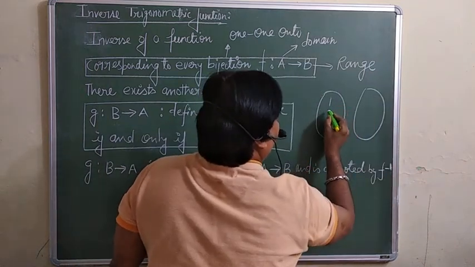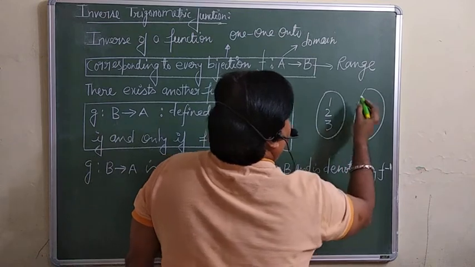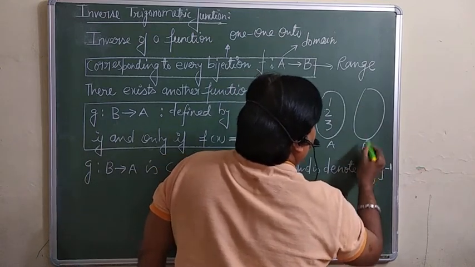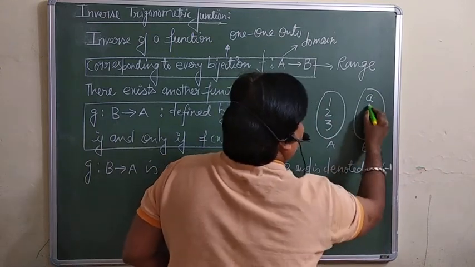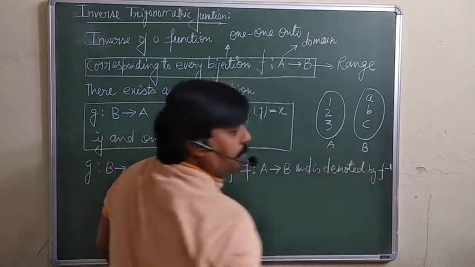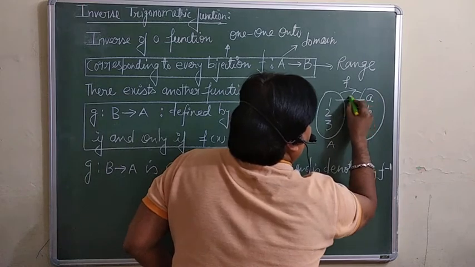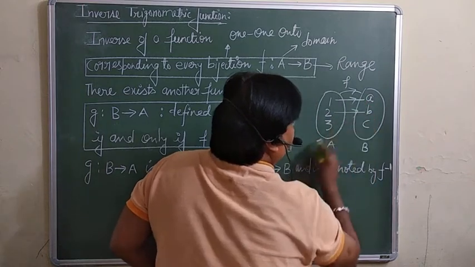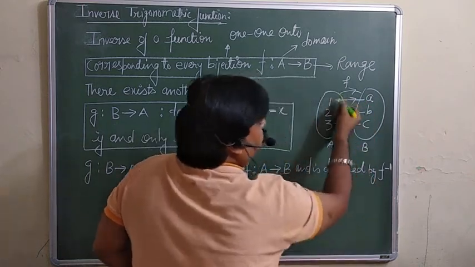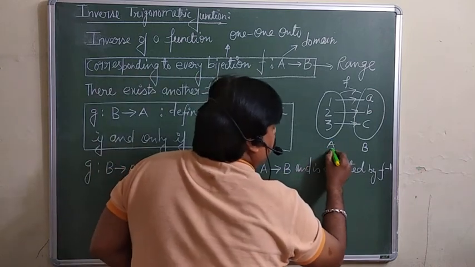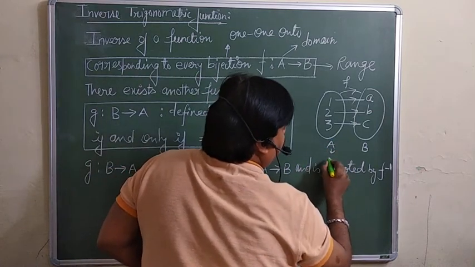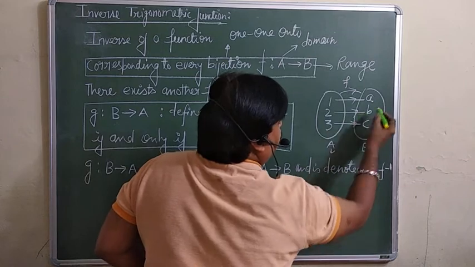For example, there is a function A to B, the elements of A are 1, 2, 3, and the elements of B are a, b, c. There is a function A to B, so 1 goes to a, 2 is associated with b, 3 goes to c. So this is one-one and onto. The domain of this is 1, 2, 3 and the range is a, b, c.